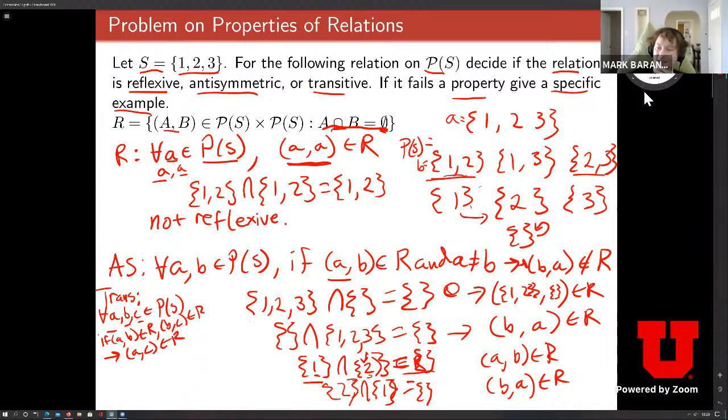Yeah, so I'm seeing some counterexamples in the chat. I'm going to go with Mohammed's because it's the easiest one. So we have the pair with the set 1 and the set 2, 3. So is this in the relation? Yes, because they have an empty intersection. So I'm going to say A equals this.